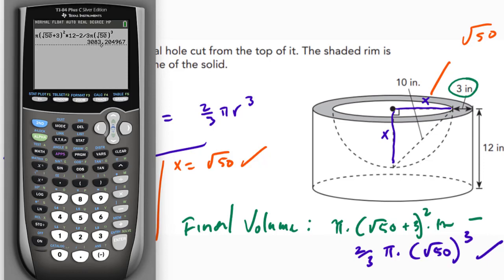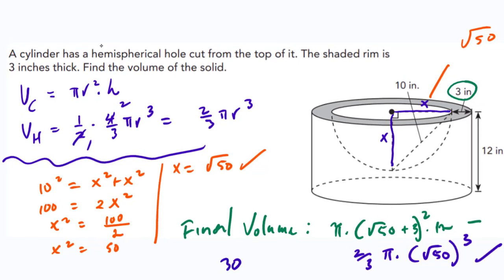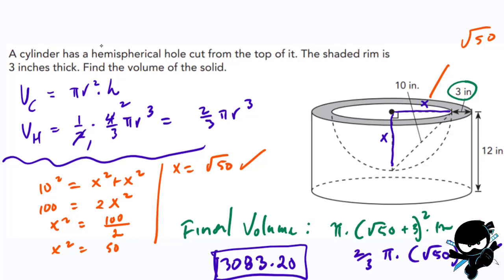3083.20. Let's write this to one decimal place. So this is going to be 3083.20, and that's pretty much it for my answer for my final volume.